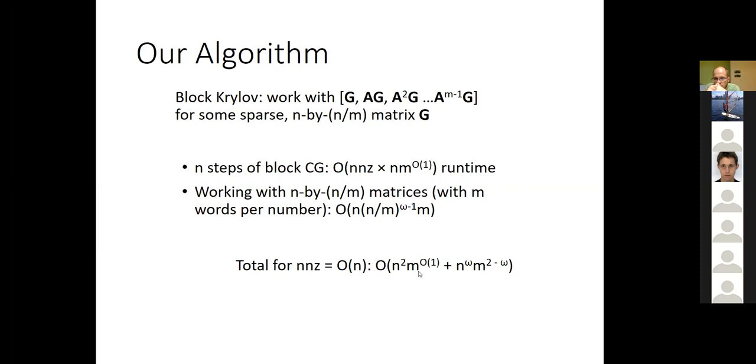We have one term that's n to the omega with a negative exponent of m, and one term of n squared with a positive exponent. So we can actually pick m so that the overall term comes out somewhere in between. And that is basically how we get our runtime that is faster than both conjugate gradient and matrix inversion.